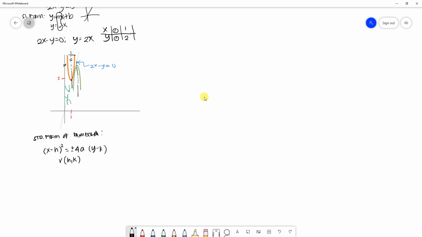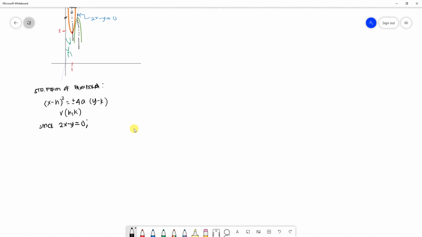Since our equation of the line is where the vertex plots, the vertex passes through the equation of the line. So we can replace x with h and y with k. We can do it like this. So this is the equation we will use. We can replace h with k, or k with h. If I solve for h in terms of k, h is equal to k over 2. Or if we solve for k in terms of h, k is equal to 2h. So this is the equation we will use.